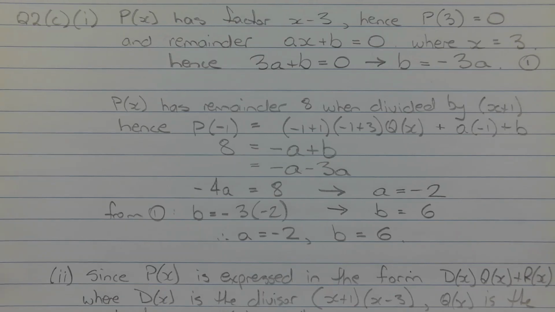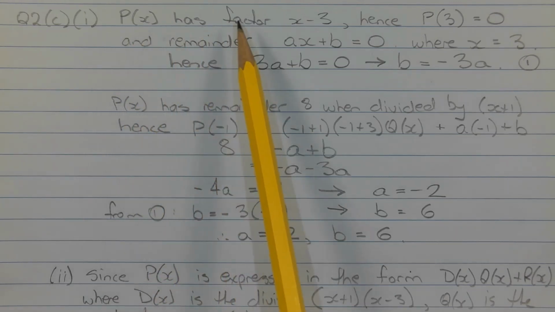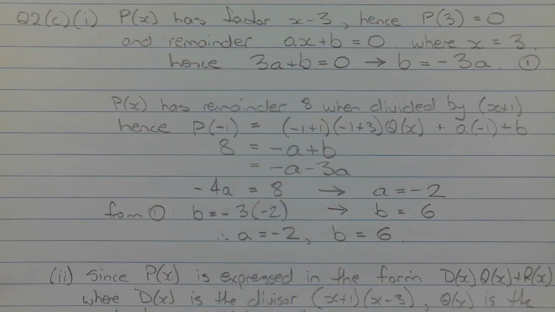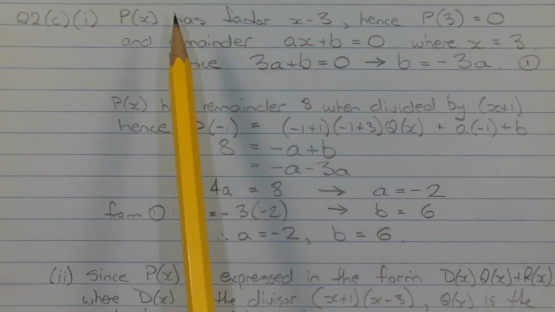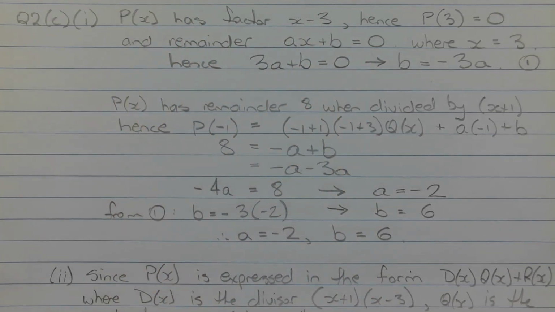The first fact we need to consider is that P(x) has a factor x - 3. This means x - 3 evenly divides P(x), leaving a remainder of 0. And by the factor theorem, this occurs when x is equal to 3. In other words, P(3) is equal to 0.